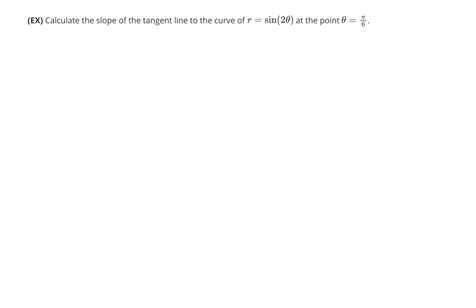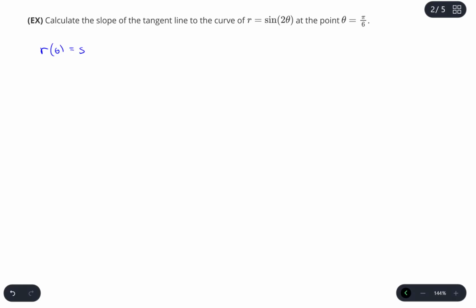Okay, in this next example, we'll see how we can actually use what we've learned in order to do some more familiar things in calculus, like, for instance, calculating the slope of a tangent line to a curve at a particular point. Now, this curve, if you'll notice, is a curve r of theta equals sine 2 theta. So this curve is a polar graph, and therefore the process is going to be a little bit different.